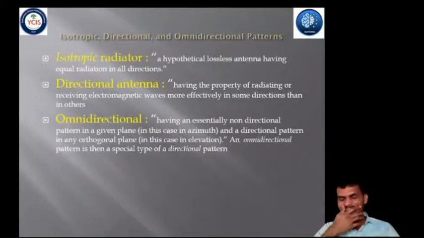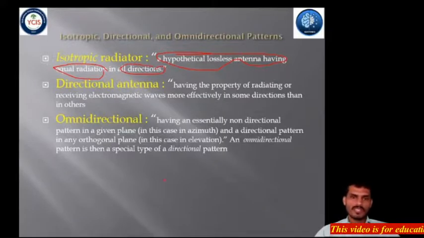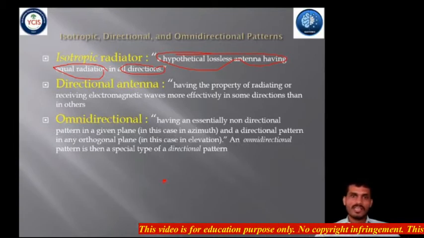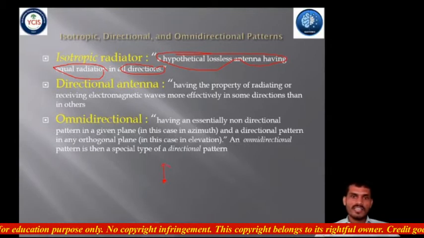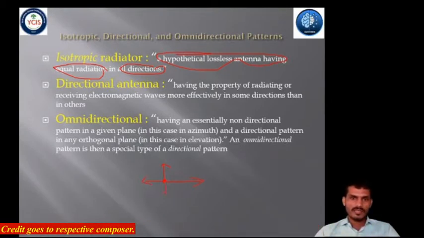Now there are 3 different patterns present: isotropic, directional and omnidirectional. An isotropic radiator is defined as a hypothetical lossless antenna having equal radiation in all directions. Suppose this is your antenna, and we radiate equally in all directions. So this is your radiation. This is your isotropic radiation.